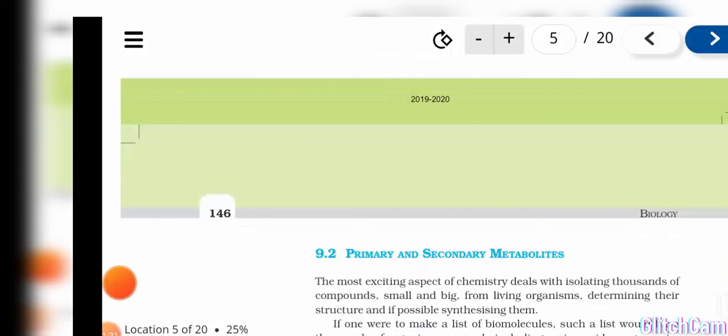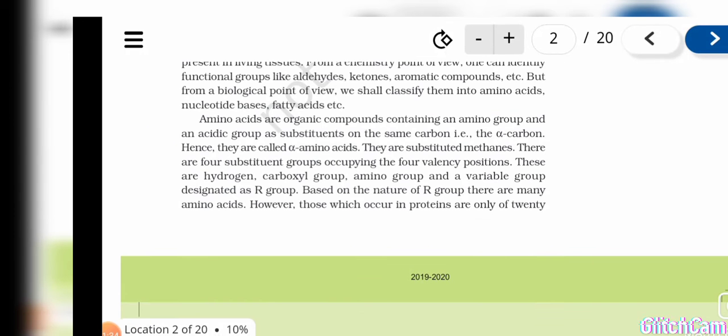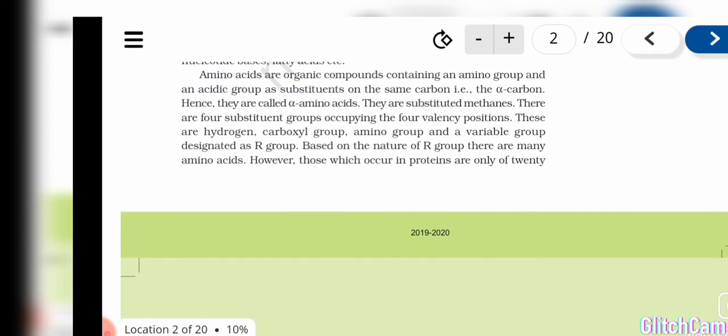Substituted methane. And the speciality is that they will have one or more amino group and acidic group substituted on the carbon. Understood? So this is the reason why they are known as substituted methanes. There are 4 substituent groups occupying the 4 valency positions. That can be hydrogen, carboxyl group, amino group, and a variable group, that is represented as R group.